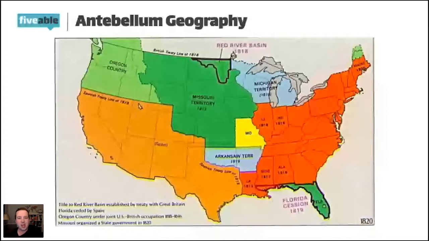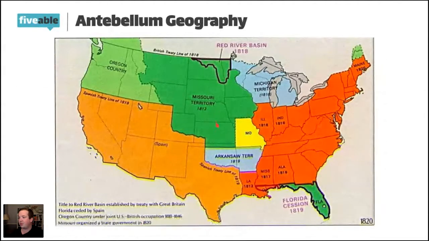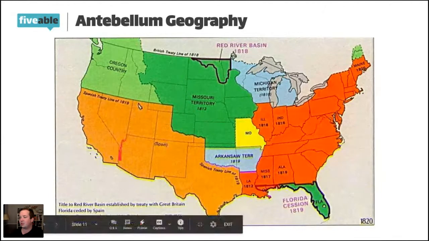So some antebellum geography, a reminder about a couple of things, and let's see if I can get this to work here. So remember, the Kansas-Nebraska Act is going to be right here. That's modern-day Kansas. That's modern-day Nebraska. But the Missouri Compromise line is right here. And then initially, this is all Spanish territory until the United States takes it over thanks to the Mexican-American War. So we'll get into that a little bit.